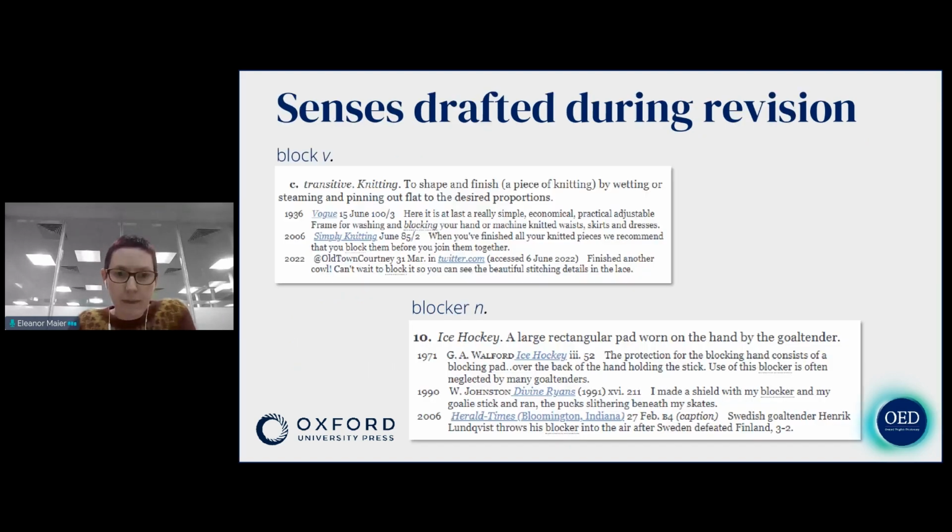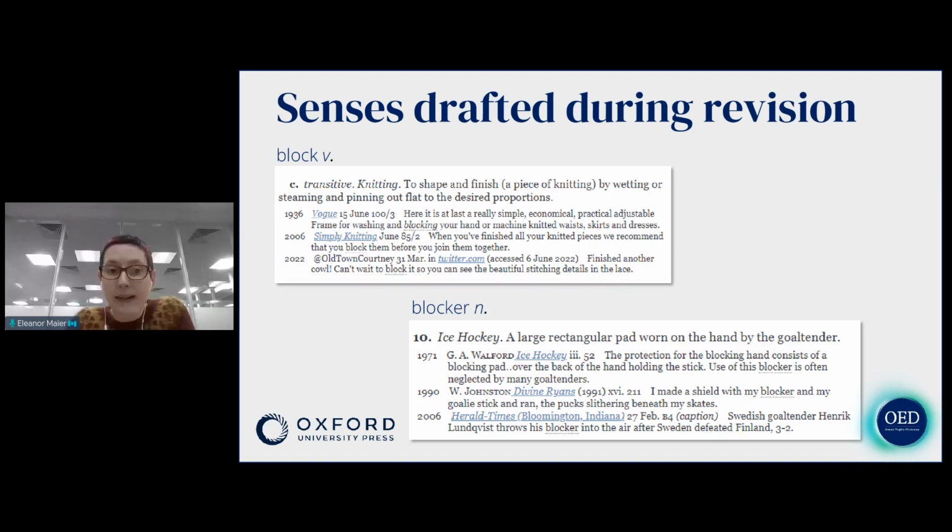So new items fall into two categories. There are entries and senses which are drafted as part of the revision process. And then there are also entries across the alphabet which are unrelated to any revision projects, and those are drafted by the new words team. So when it comes to entries drafted during revision, here are some examples related to the word block. So block's quite a big and important word, a very common word. And so we chose it and its related entries for revision. And during the course of this revision, we also drafted several new senses and entries.